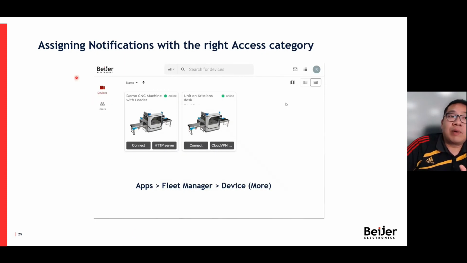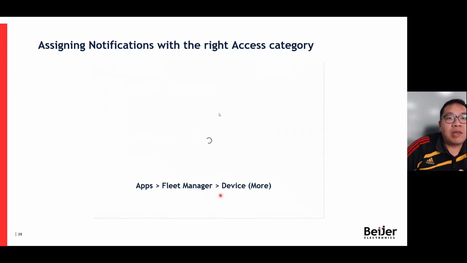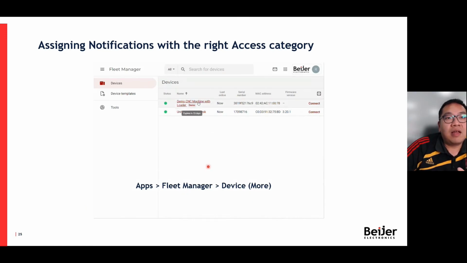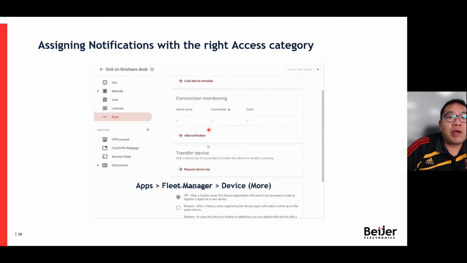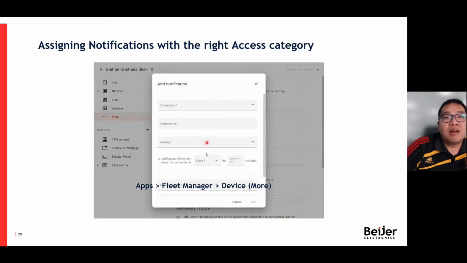And finally, we'll talk about how to actually assign notifications with the right user access category. So for notifications, it's the same as well. Go to Fleet Manager, go to Device. Instead, go to More in this case. So just click on More, and then depending on where the notification is, for example, add a notification, select what kind of notification is required.